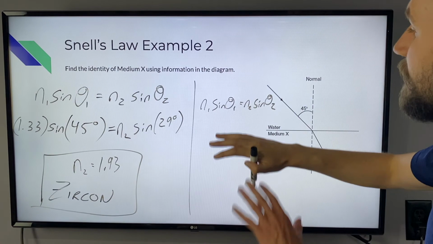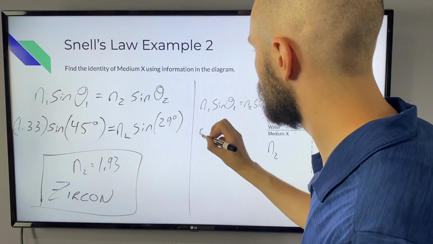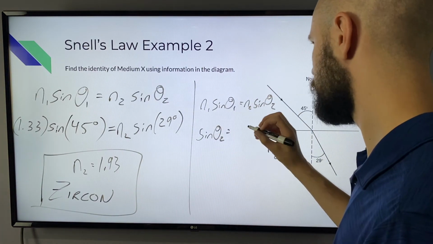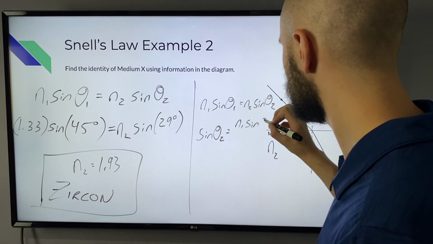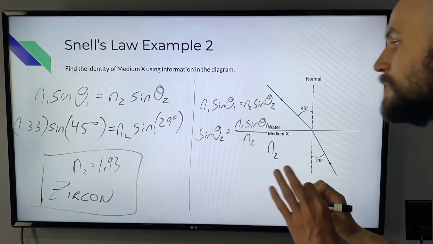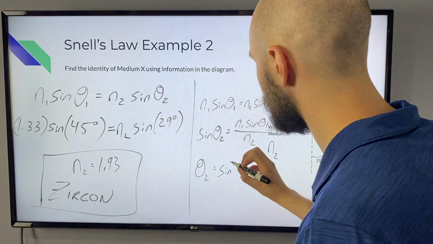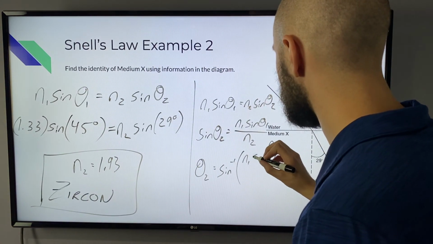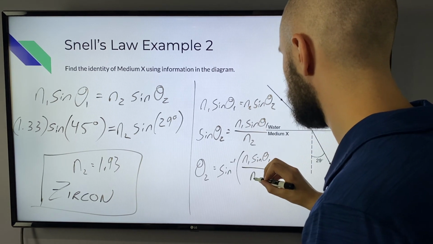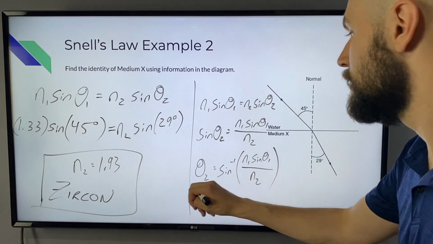Like if I wanted to algebraically solve for theta 2, just doing some quick algebra real quick. But if I want theta 2 on its own, if I want to know exactly what angle it is, then you have to make sure you take the arc sine, the inverse sine of whatever this is. Okay, so don't forget about that second sine function in order to solve for that angle.